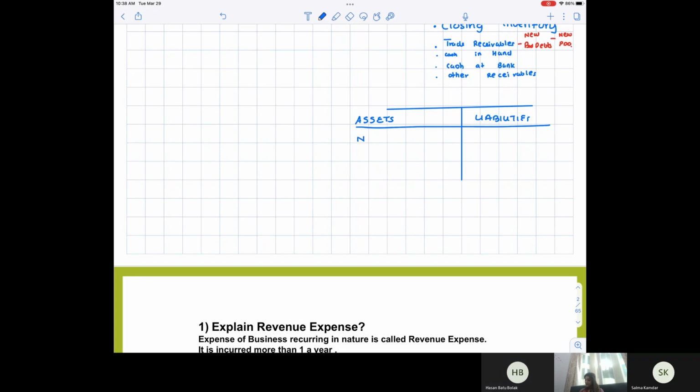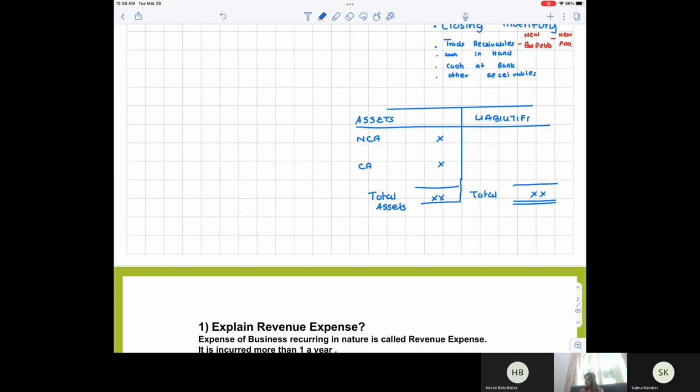Then what do you do? Your non-current assets plus your current assets will give you what? Net asset. No, total assets. Your non-current assets plus your current assets will give you total assets. Total assets is always equal to what? Total liabilities.